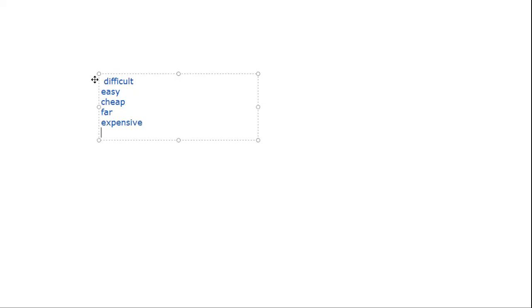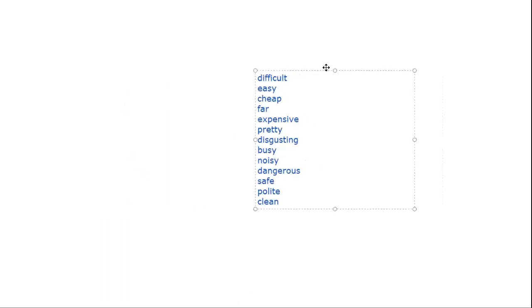Let me think about two more. We have difficult, okay, so here we have some adjectives. You can see on the screen some adjectives.